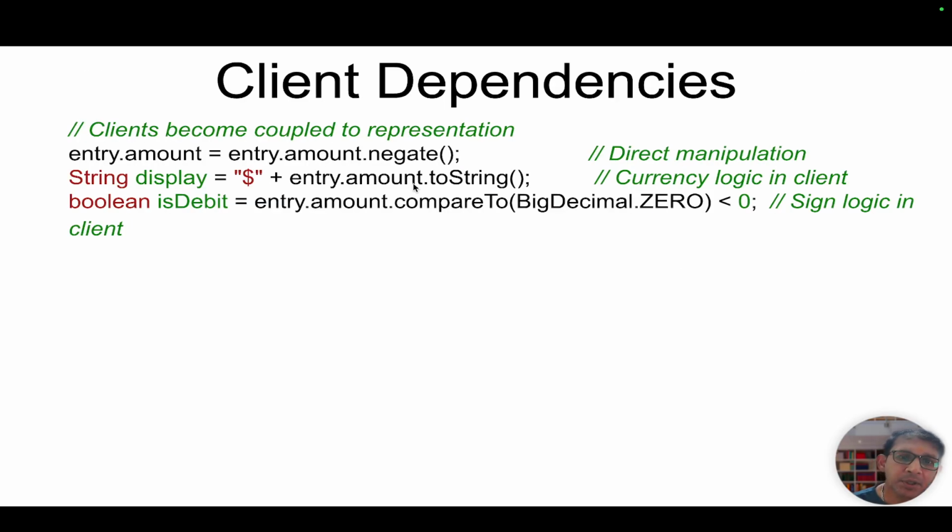Now, the clients become coupled to this representation in predictable ways. They negate amounts by calling negate directly on the big decimal. They create display strings by concatenating dollar signs with the toString method. They determine if an entry is a debit by comparing the big decimal to 0. And they build JSON by depending on the exact field structure.